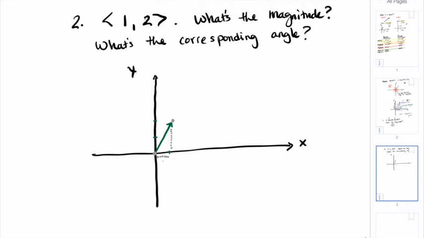We've got a distance of 1 here and a distance of 2 here. So the length of the arrow is the length of the corresponding hypotenuse. Our magnitude is going to be the square root of 1 squared plus 2 squared, which is the square root of 5. So that's the length.